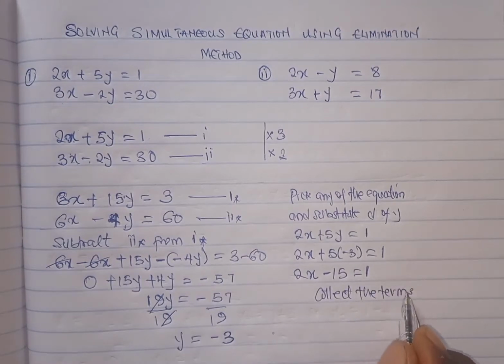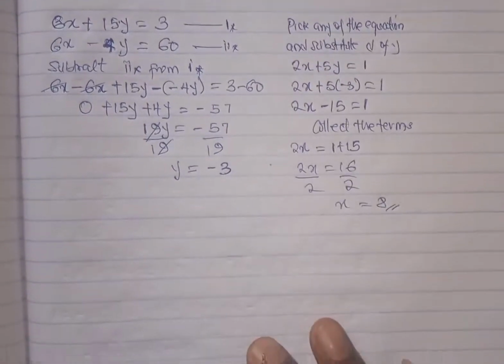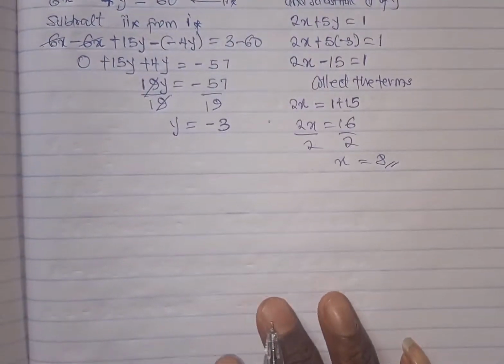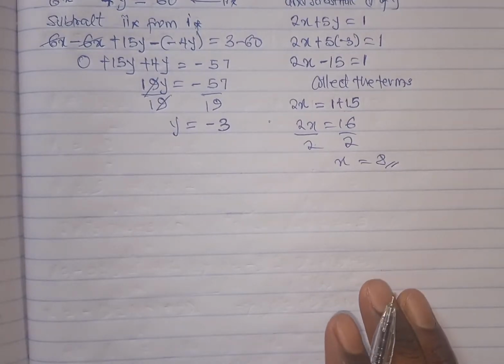So when you collect like terms, you discover that 2x will be equal to 1 plus 15. So which means that 2x is equal to what? Is equal to 16. Then we divide both sides by 2, then your x will be equal to 8. So that is the value for x and y. Therefore your x is 8 and your y is -3.